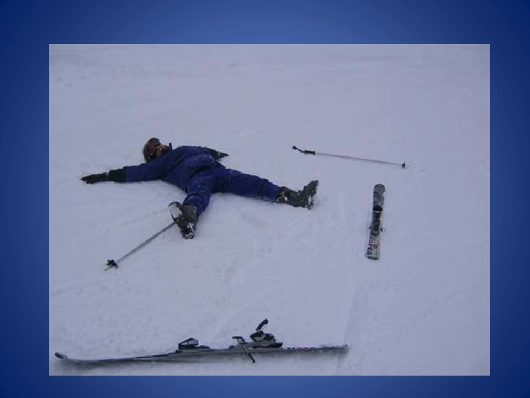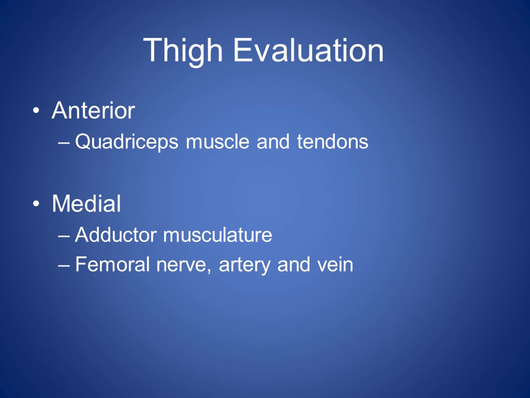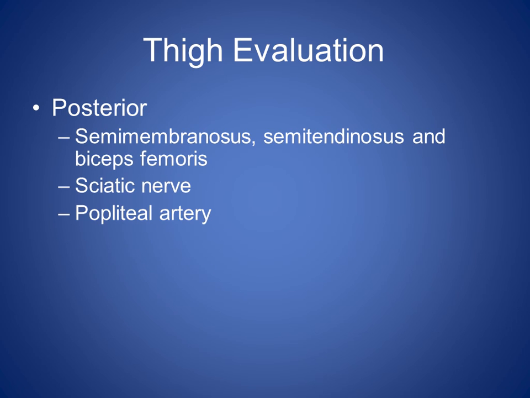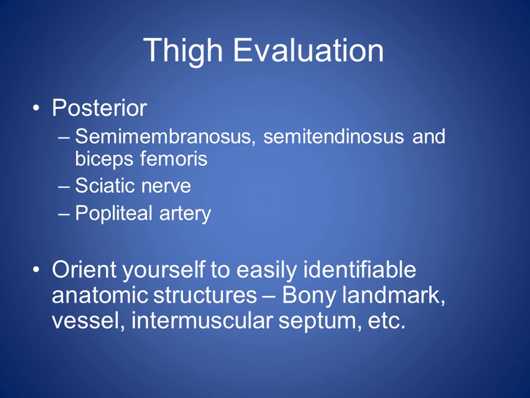Okay. So we don't have the yard sale when we evaluate. When we evaluate the thigh, of course, we have the 3 anatomic compartments, the anterior, medial, and adductor compartment, and their respective anatomic structures. And when we approach the thigh, we want to orient ourselves to an easily identifiable structure, like a bony landmark, an origin or insertion, vessel, or a septum.